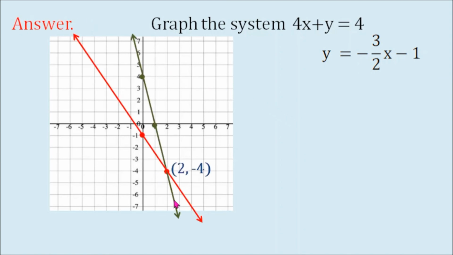The green one is the graph of 4x plus y equals 4. The red one is the graph of y equals negative 3 over 2x minus 1. They intersect at point (2, -4). Did you get it right?